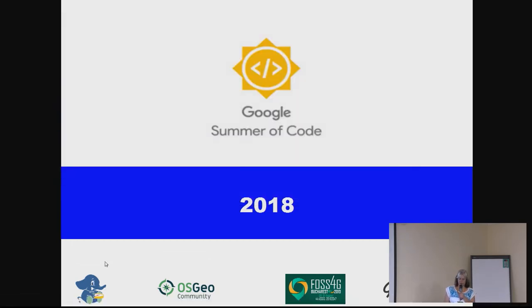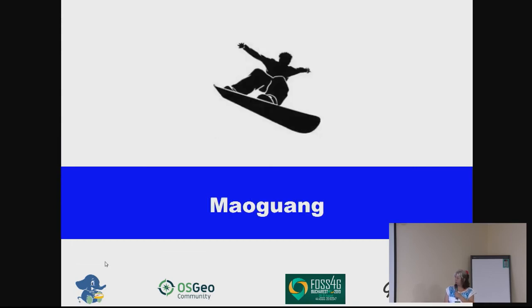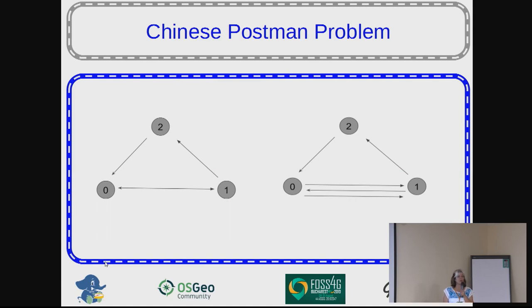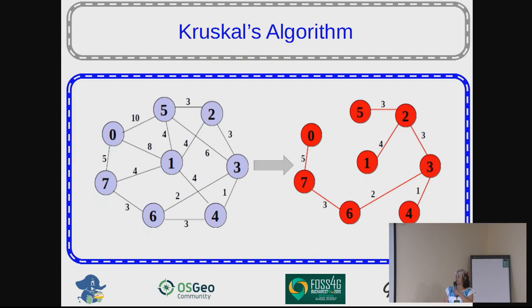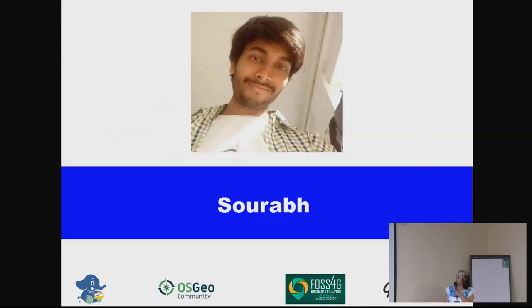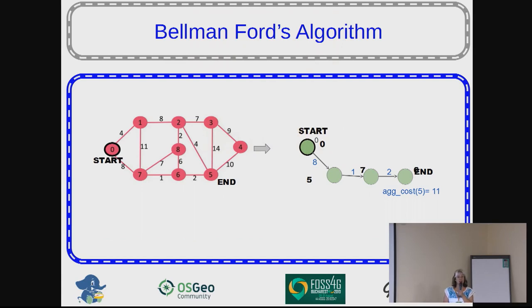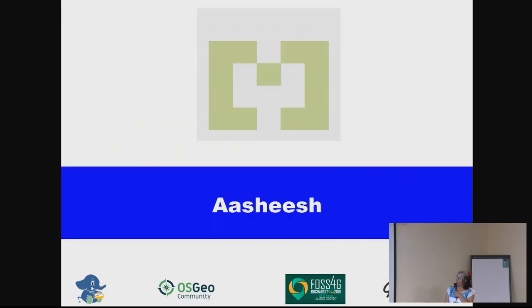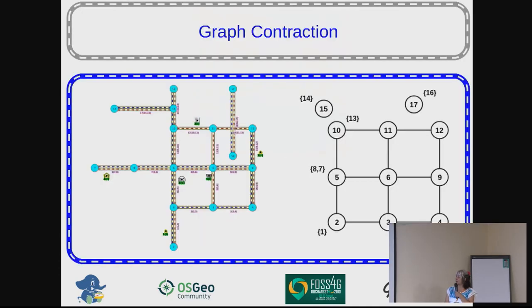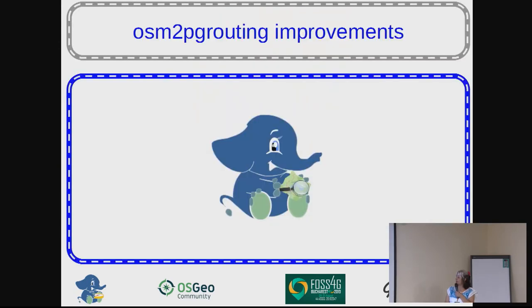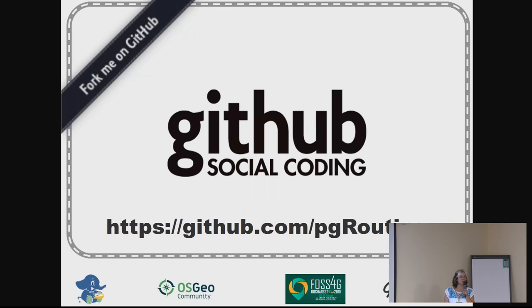So from 2018, last year, we have Mao Wang. He created a solution for the Chinese postman problem. We have Aditya, who made Prim's algorithm and Kruskal's algorithm. We had Zurbach, who now is a mentor for the Google Summer of Code. And Ahish, Virhan, Andrea, Rohit, Sarthak, who made the pgRouting improvements. And I give you thanks, and that's all.